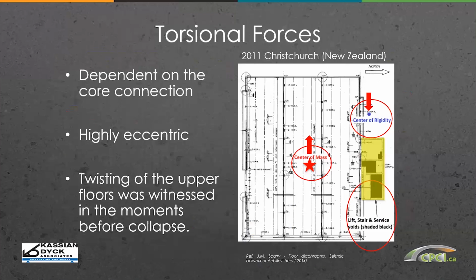For the CTV building, the center of mass is kind of towards the center of the building, and the stair and shear wall core with elevator is off to one side, as shown in yellow. So the center of rigidity, that resistance of that core, is way off to the right. Yet the center of mass with the earthquake load is acting more near the center of the building. So it's really dependent on that connection to the core. It's a highly eccentric building, and twisting of the upper floors was witnessed moments before the collapse.